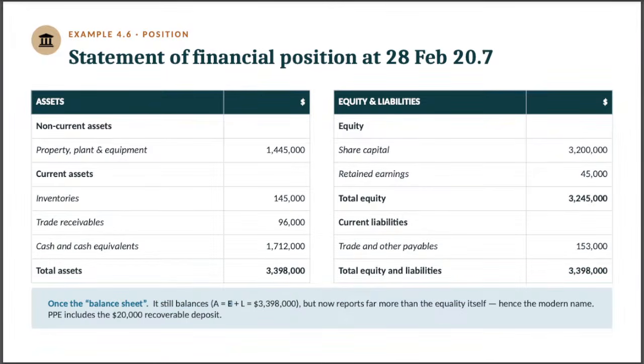The assets equal equity plus liabilities equals $3,398,000. The PPE includes the $20,000 recoverable deposit. Where's that on there? All right, well, we'll take their word for it.